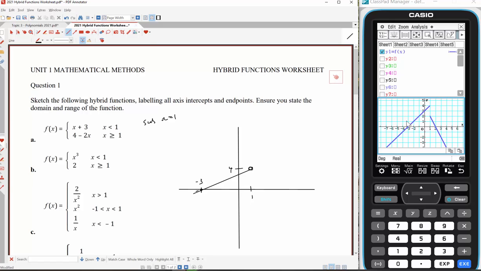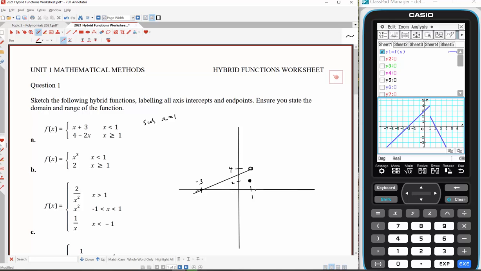Right, so the next one's going to go like this. Let's just see how it pans out. So what I'll do is I'll pop 1, which is the start point of this function, into here. And we can see we're going to get 4 take away 2 times 1. So that's 4 take away 2, which is 2. So here's 4, 2 will be there, and it's including that point there.